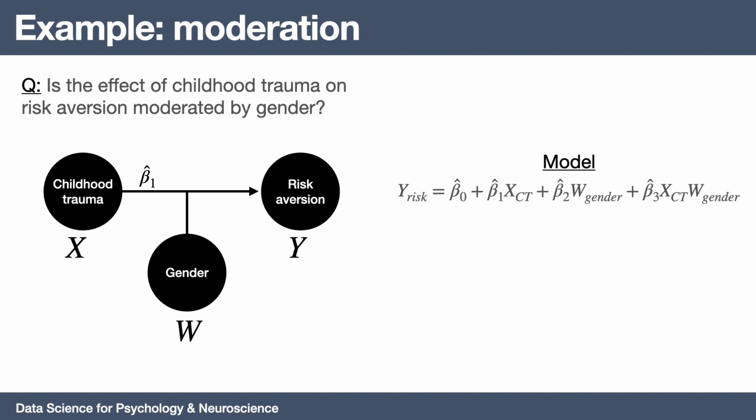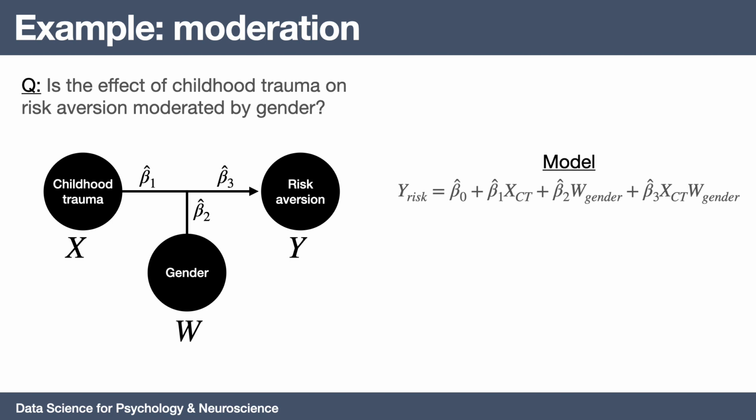That first effect of childhood trauma on risk, unmoderated, we would put here. It's essentially the influence that childhood trauma is going to have on Y before gender plays a role. Beta hat 2 is, I'm putting it on this line here, it's actually the influence that gender just has on risk aversion in general, overall. And beta hat 3 is the combined influence of gender and childhood trauma on risk aversion itself.